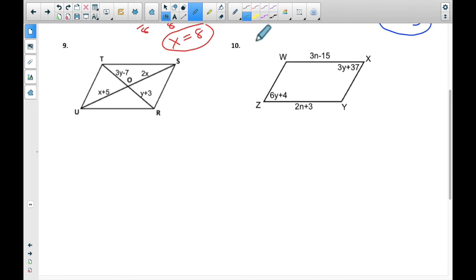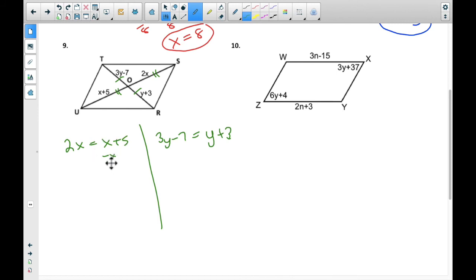Okay, there's a lot going on in number 9, but it's really not too much. We were told in our rules that these are congruent to each other and these are congruent to each other. We're going to do two separate equations. We're going to say 2x equals x plus 5. And then separately, we're going to do 3y minus 7 is equal to y plus 3. So this one will give me my x, this one will give me my y.